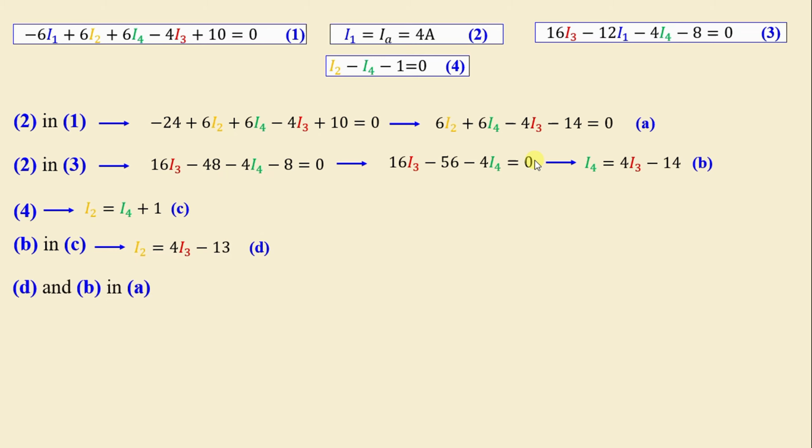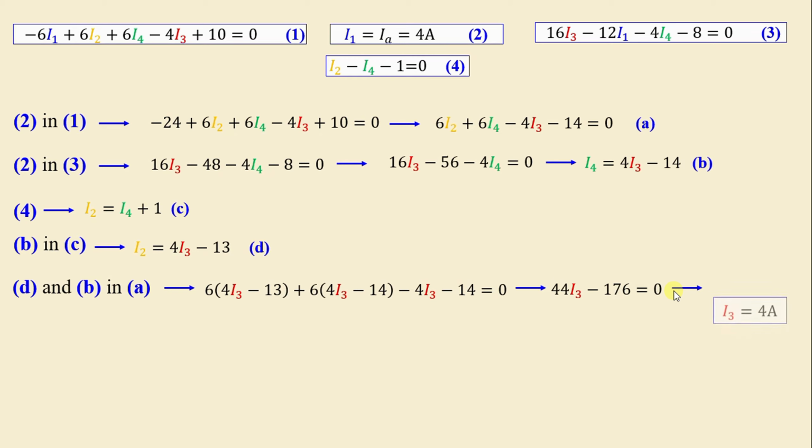By substituting equation D and B in A, we derive one equation in terms of I3. If we continue simplifying this equation, we obtain 44I3 minus 176 is equal to 0. That means I3 is equal to 176 over 44 is equal to 4 amps.